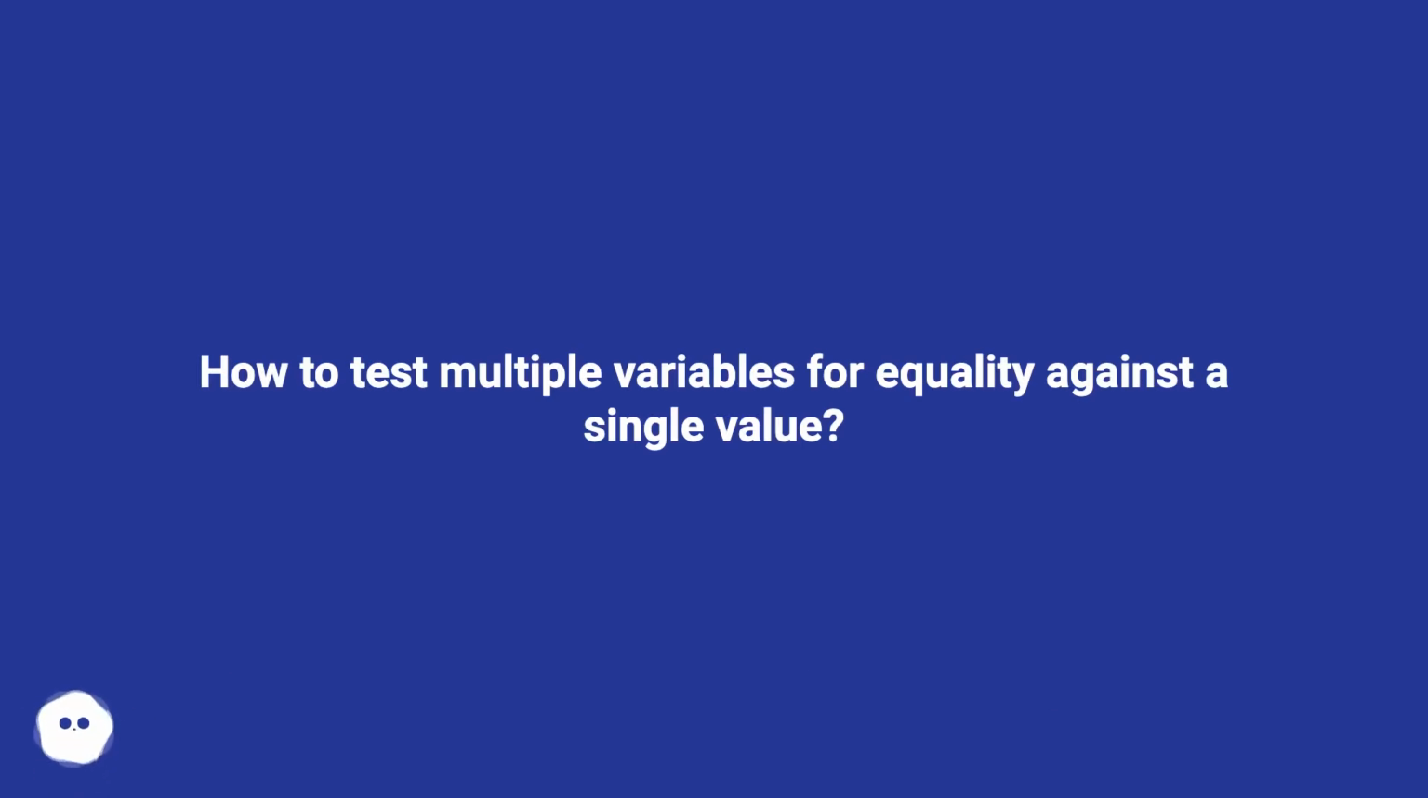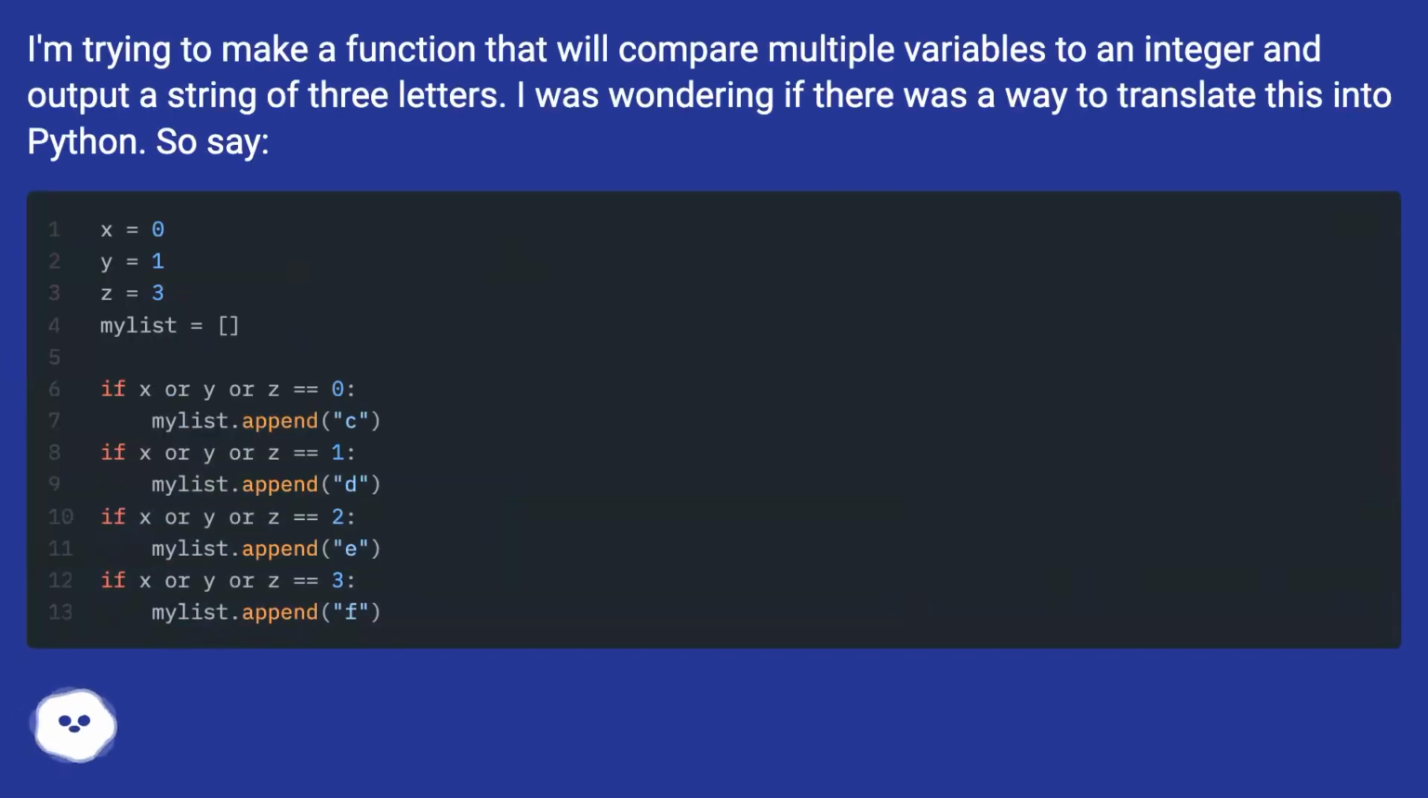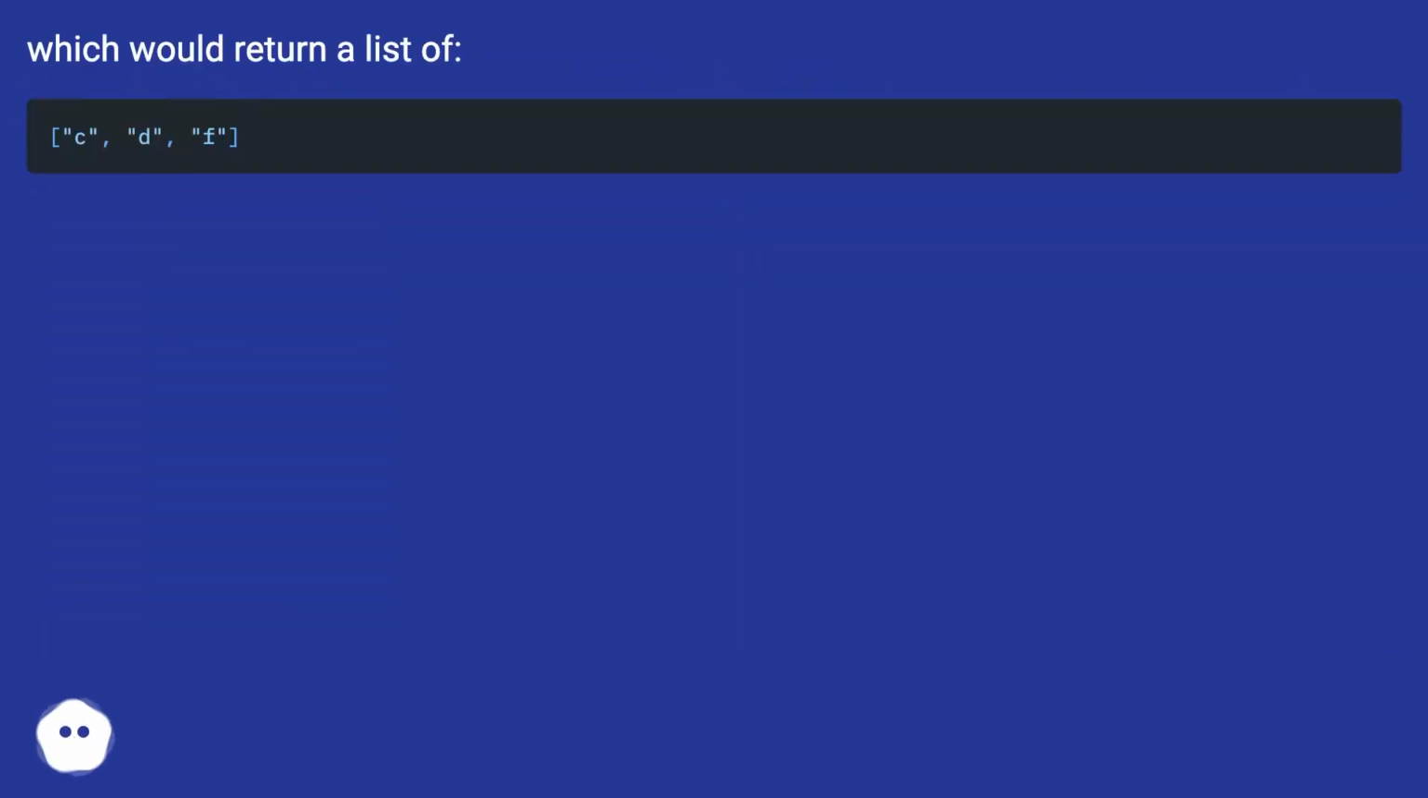How to test multiple variables for equality against a single value? I'm trying to make a function that will compare multiple variables to an integer and output a string of 3 letters. I was wondering if there was a way to translate this into Python. So say, which would return a list of.